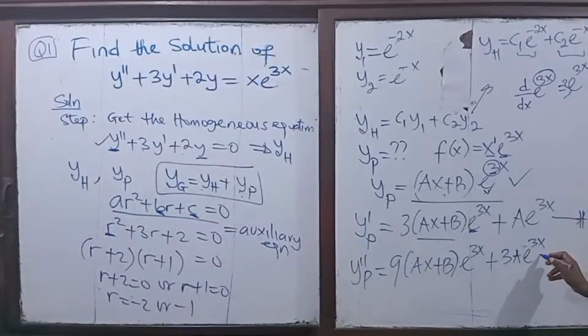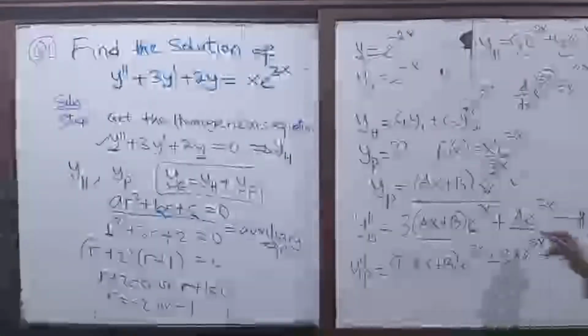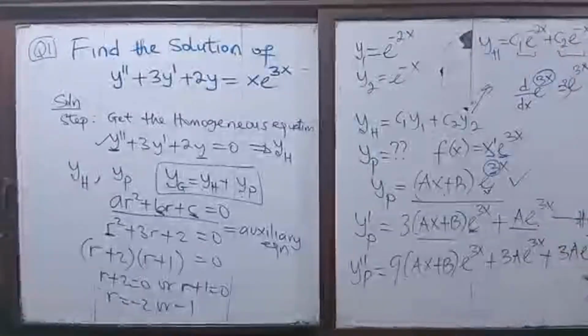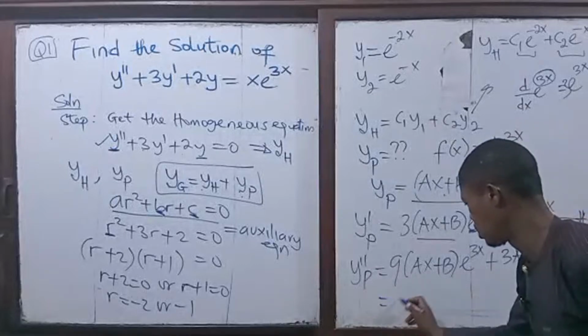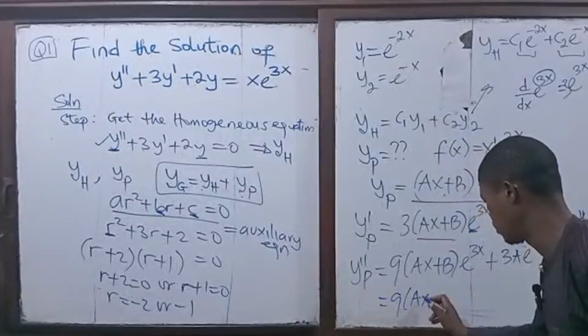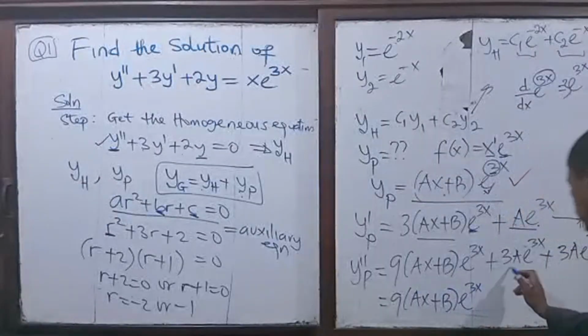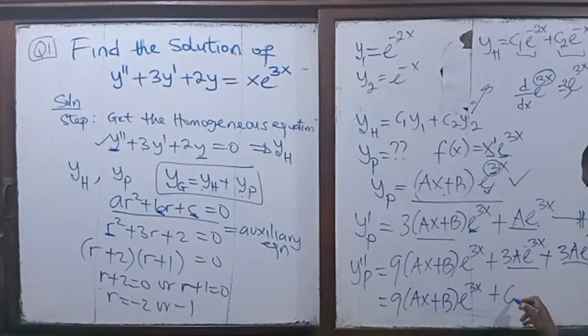Plus, now differentiate this one, which will be 3a e to power 3x. Keep the a constant. A is a constant. Differentiate your e function. So this is what we have in this case, which is equal to 9 times (ax plus b) times this one, and this one will give us 6a e to power 3x.